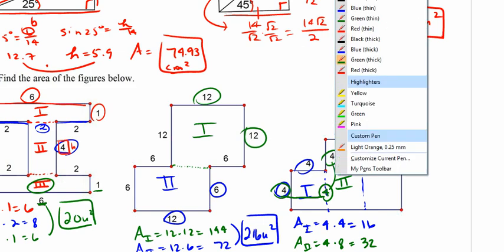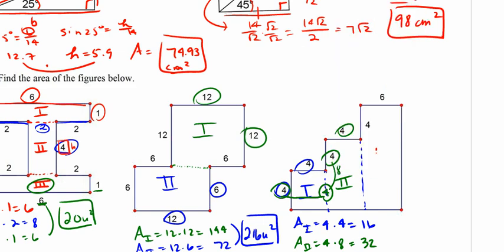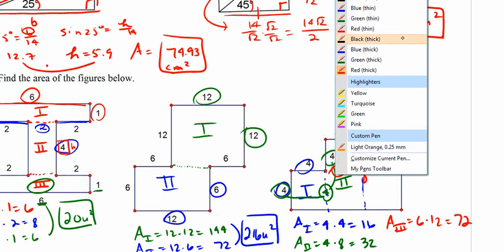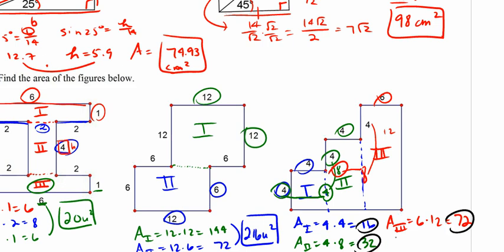And then finally, space 3, I'll highlight in red, I've got a base of 6. The height is not immediately clear, but if I know that this is 8, I can borrow it. 4 plus 8 is 12, so my height is 12, and that gives me 72. Now, to get the total area, I'll take 16, 32, and 72 and add all those up, and that ends up giving me 120. And we'll say that's units squared.